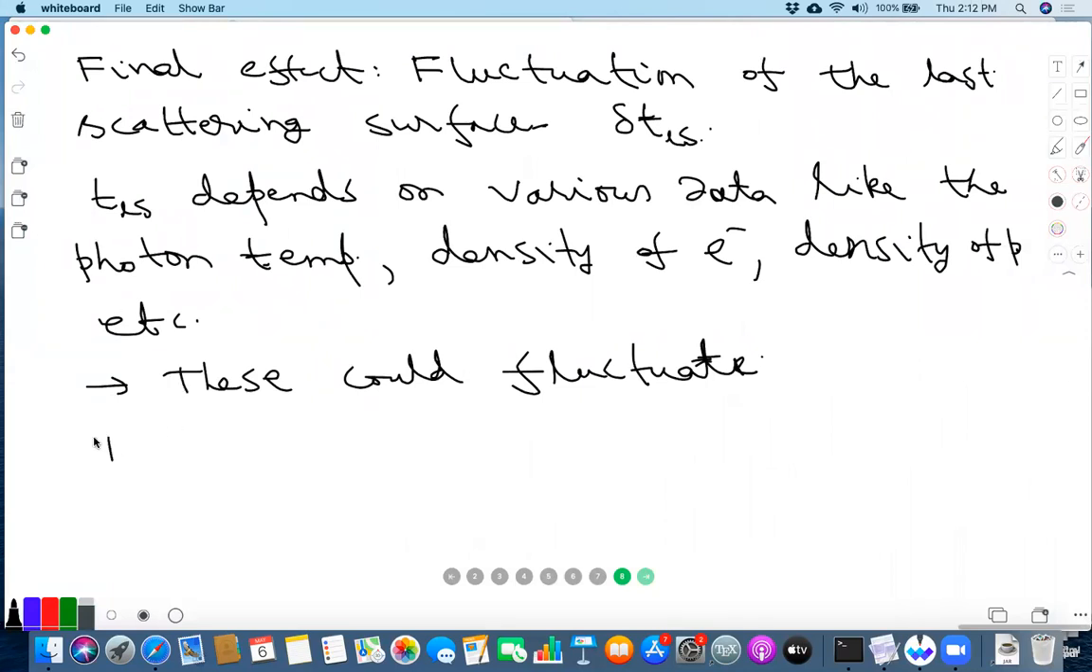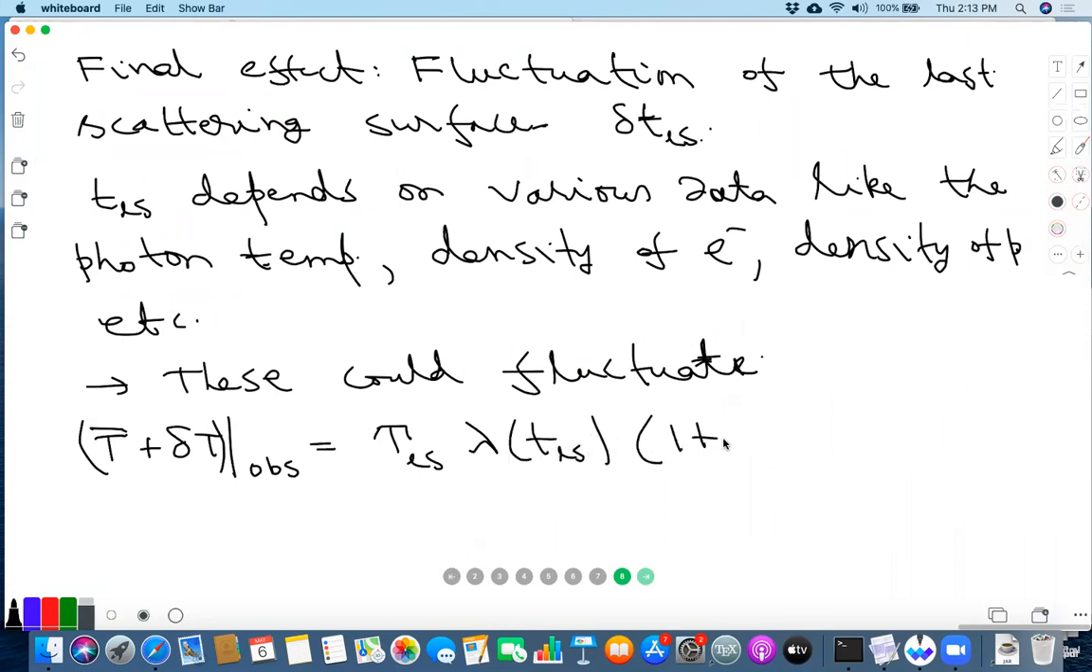So we have this relation: T bar plus delta T, that is observed, is T at last scattering, lambda at TLS, and then 1 plus theta plus phi. And as I said, this will get corrected by terms proportional to phi dot and psi dot. But those I have not written down; those have to be accounted for. But this is what we have found. Anyway, those are also first order in perturbation, so this will not affect what we are going to discuss, because once we pick up delta TLS from here, all of these can be ignored, right?